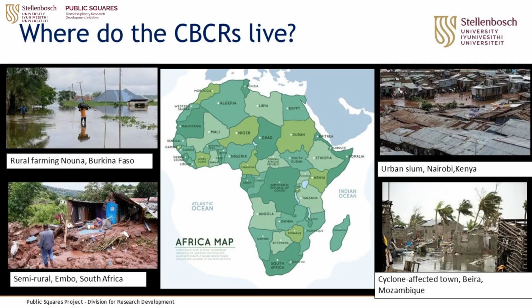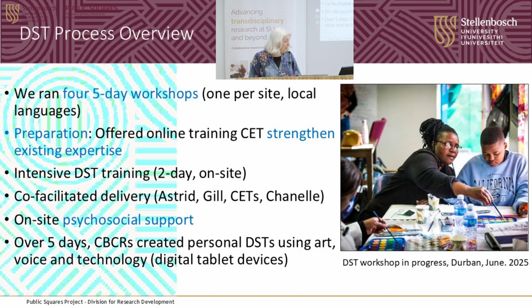So as I said, we're working in Burkina Faso, Kenya, Mozambique and South Africa. The CBCRs of Burkina Faso come from rural farming settings. In Kenya, they come from an urban slum in Nairobi. Then in South Africa, the CBCRs are coming from a semi-rural area called Embo, in KwaZulu-Natal, and then in Mozambique, the CBCRs live in Beira. And it's Mukuru kwa Reuben, which is the slum in Nairobi.